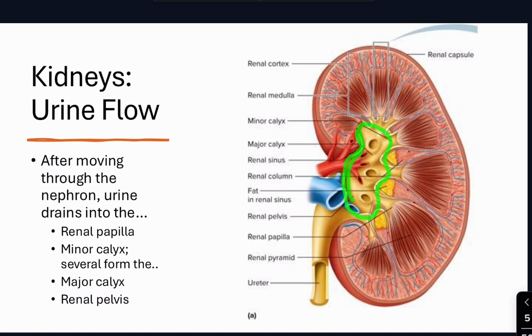And then from there, out of the renal pelvis, we're going to see the urine drop into this ureter, this tube-like structure leaving the kidneys, which will eventually enter the bladder, and then from the bladder will leave the body via the urethra.